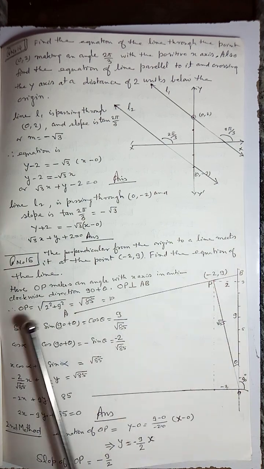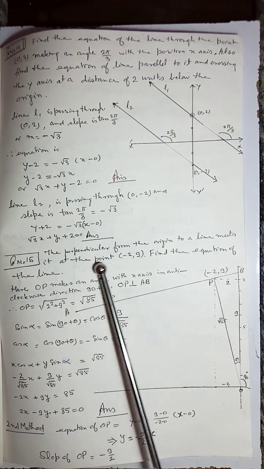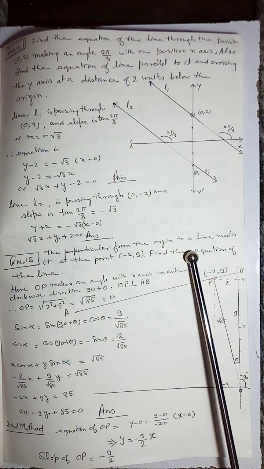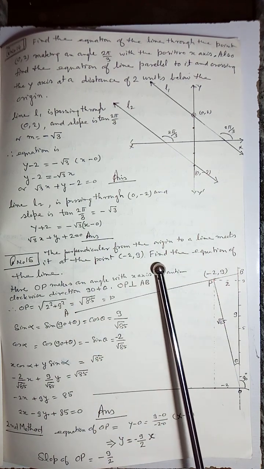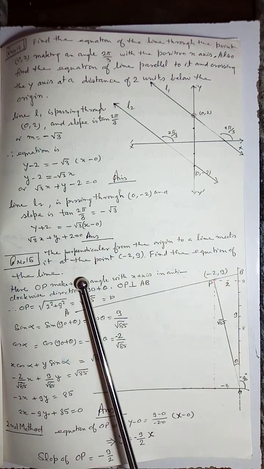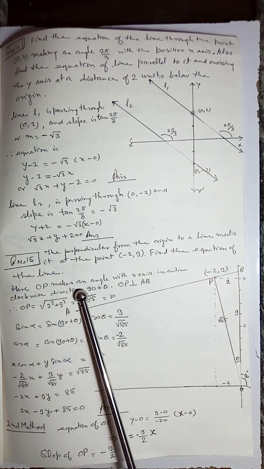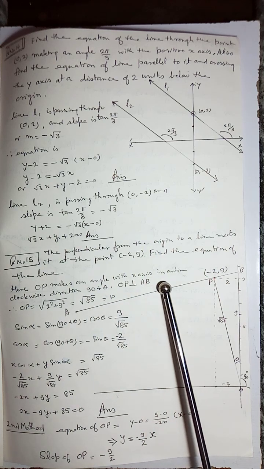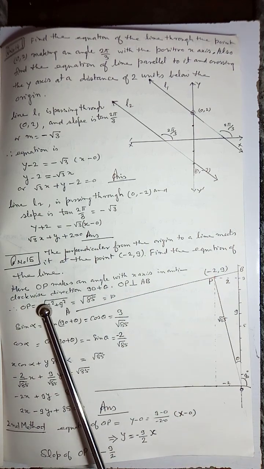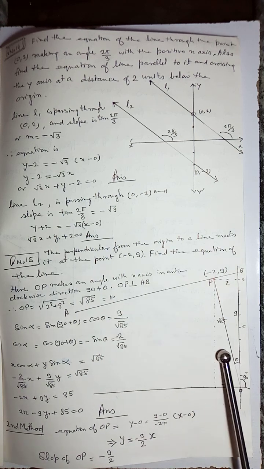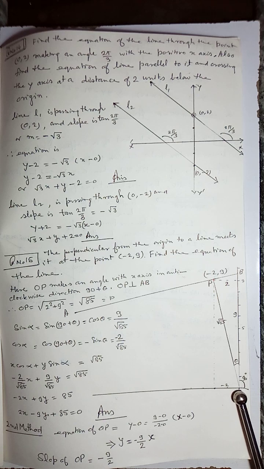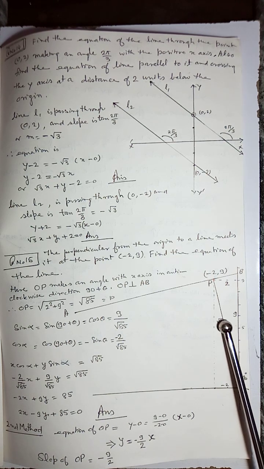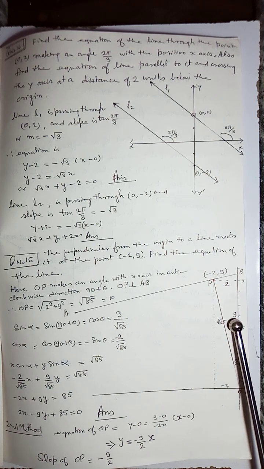Now come to question number 15. The perpendicular from the origin to a line meets it at the point (minus 2, 9). Find the equation of the line. Here OP makes an angle with the x-axis in the anti-clockwise direction, that is 90 plus theta. I have taken this as theta, and it is passing through (minus 2, 9).